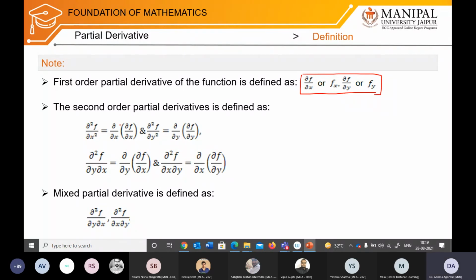Del 2 f by del x2, that is del by del x of del f by del x, and we can write it as fxx as well. Similarly, second order partial derivative can be written as fyy. This can be written as fxy or fyx. Both the terms are same. The sequence is not important in this partial differentiation. Both terms will have the same value, right? And this is a mixed partial derivative.